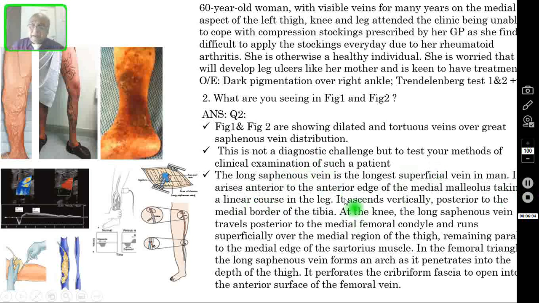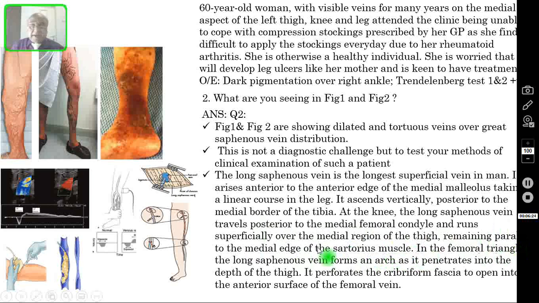It ascends vertically posterior to the medial border of the tibia. At the knee, the long saphenous vein travels posterior to the medial femoral condyle and runs superficially over the medial region of the thigh, remaining parallel to the medial edge of the sartorius muscle.